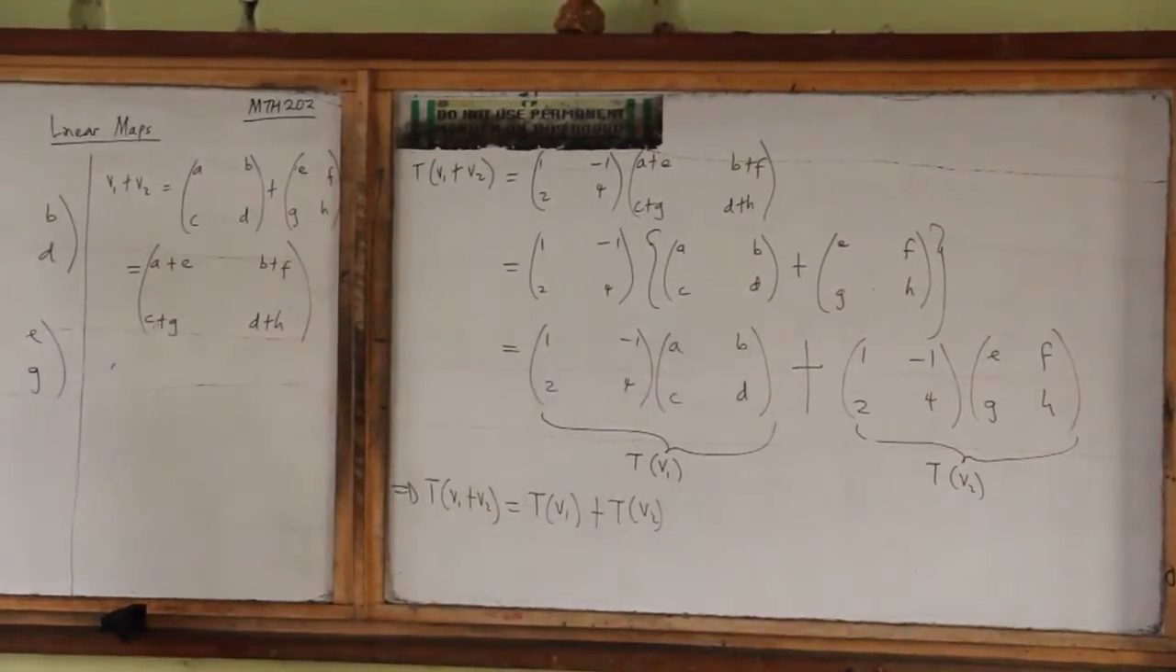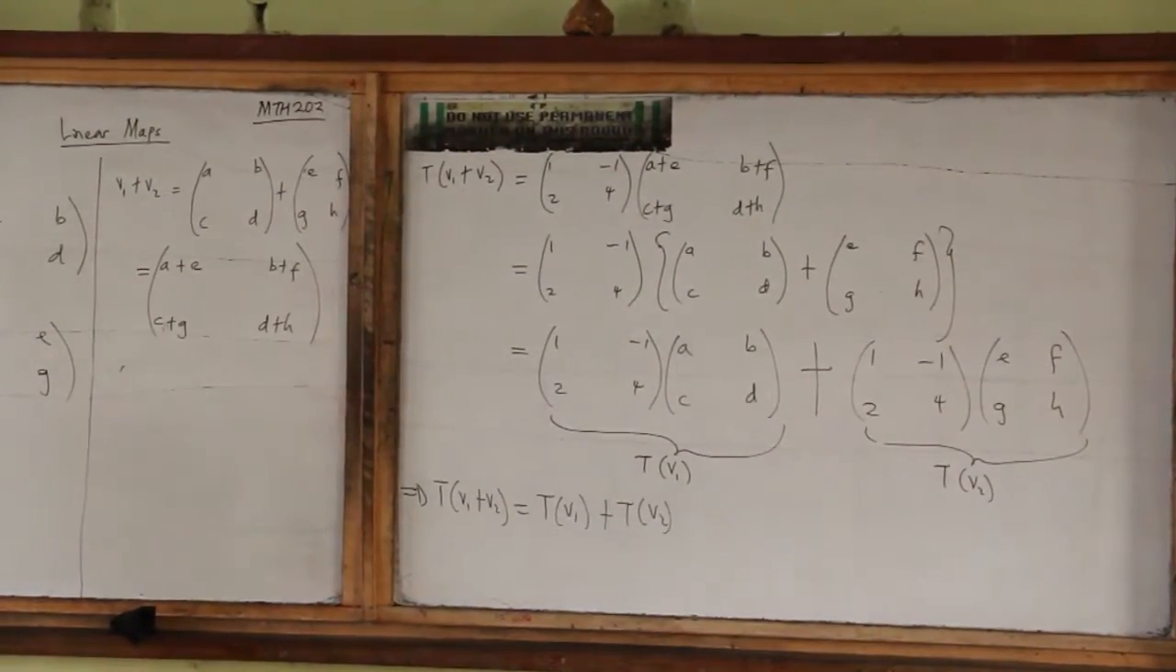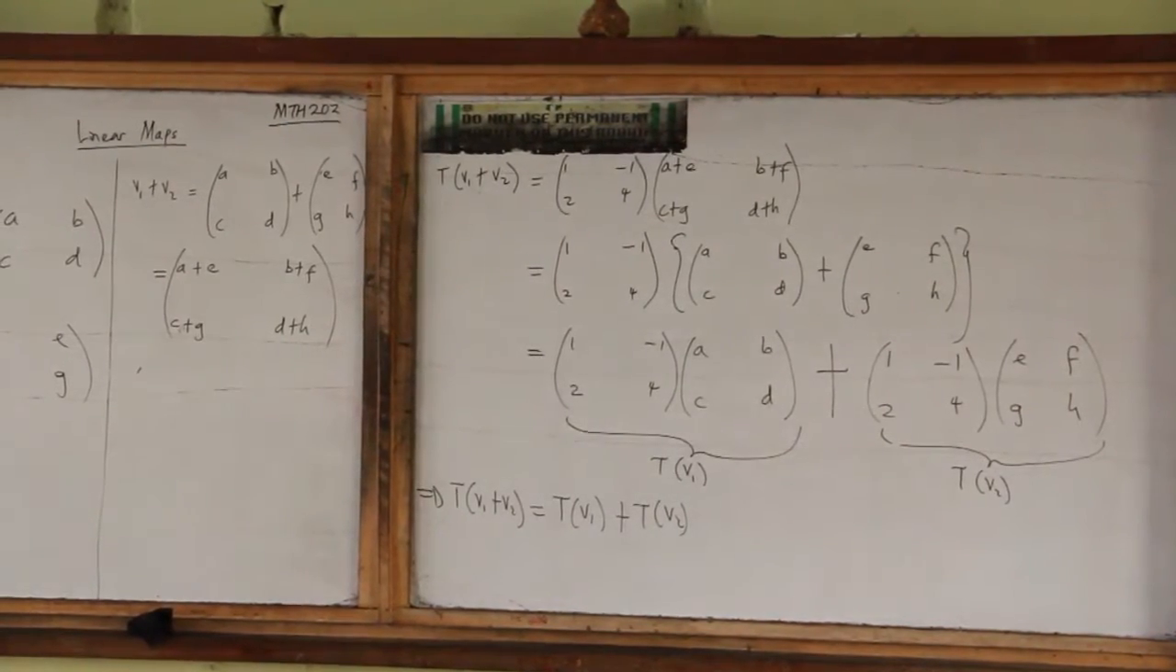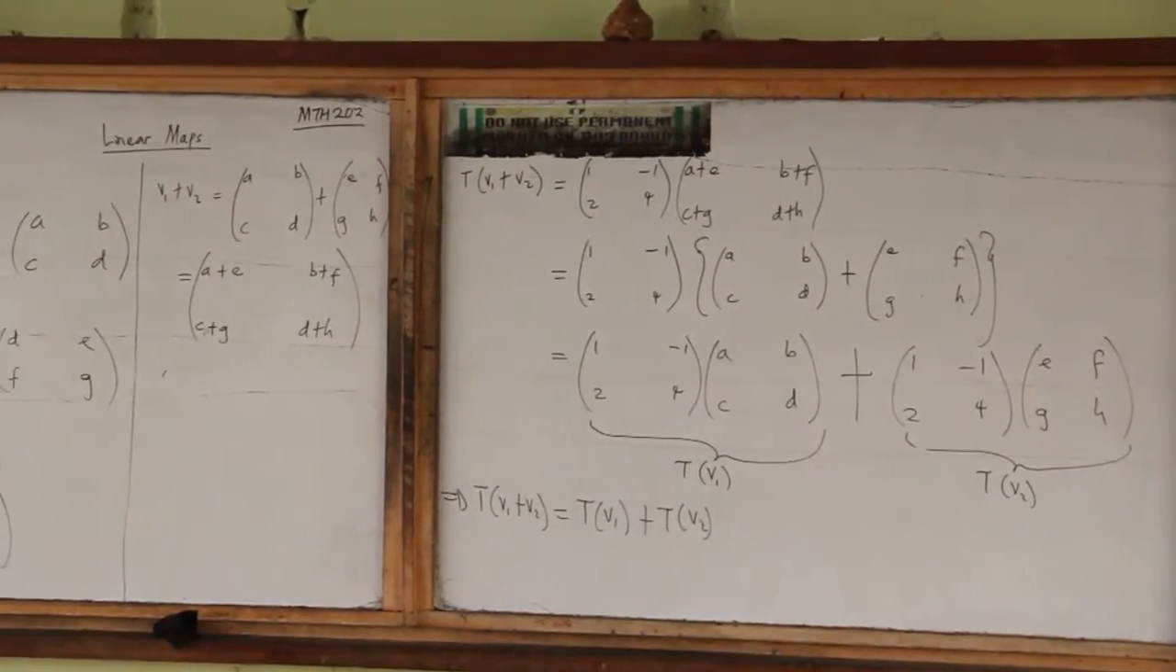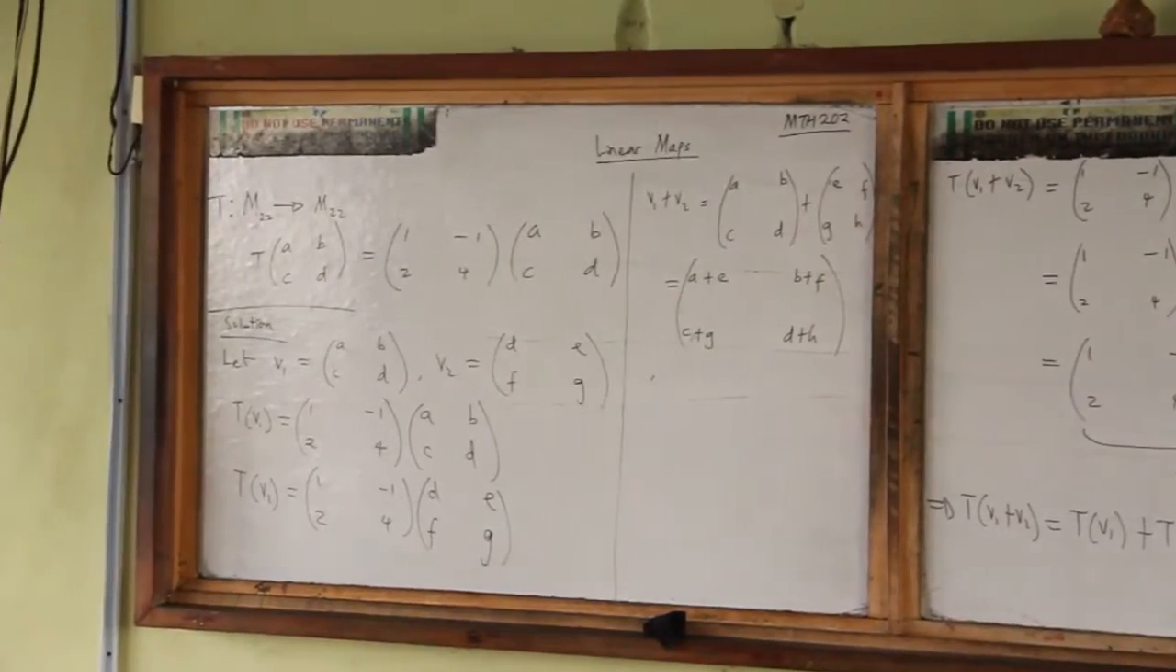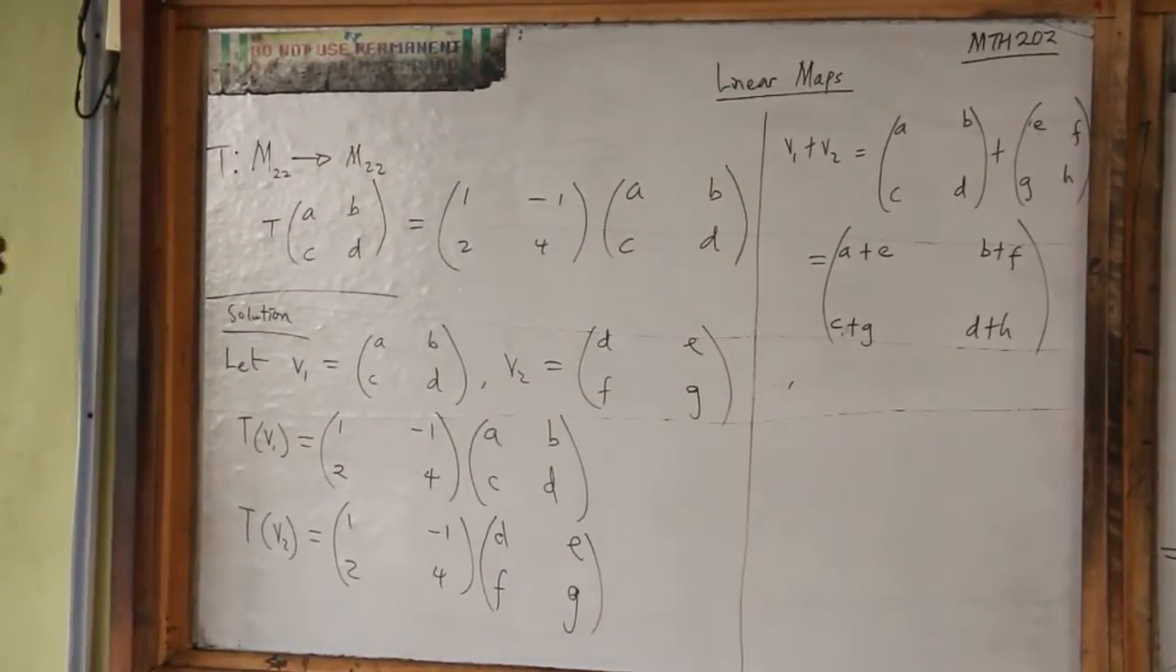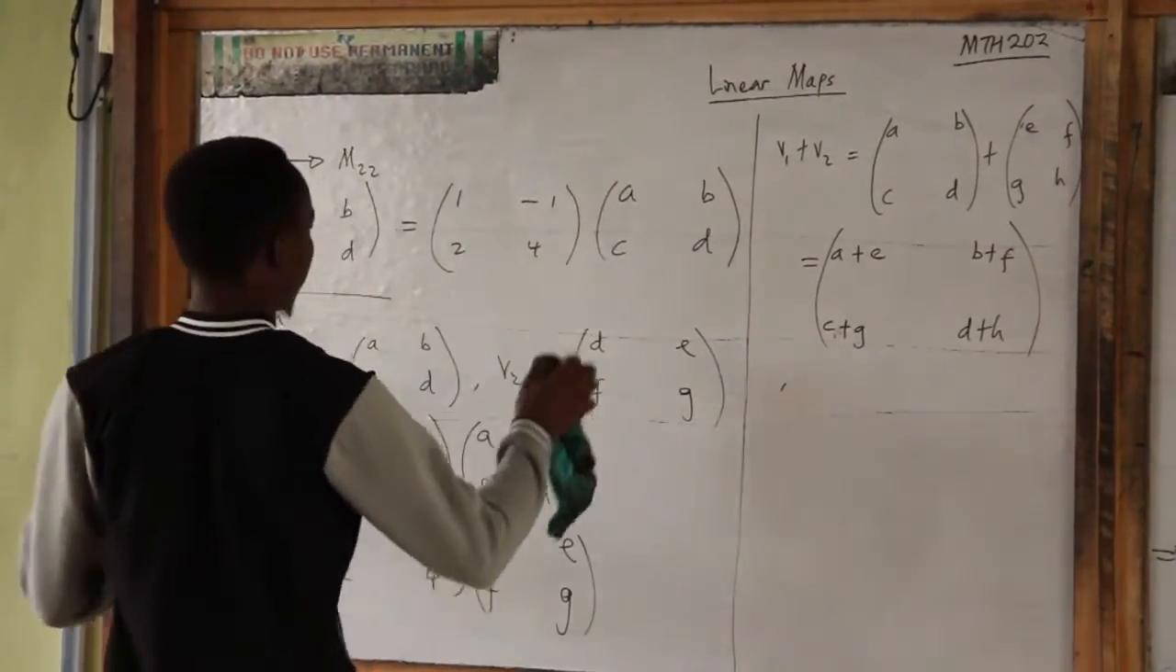First thing I want to establish. And the next thing is what? If I multiply either of them by some constant C, I should be able to move the constant out of the operator. Alright, so that is it.